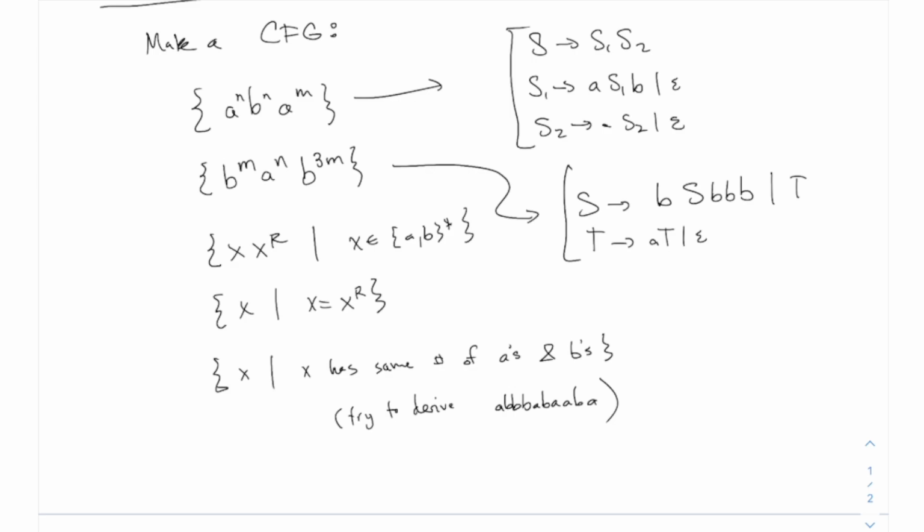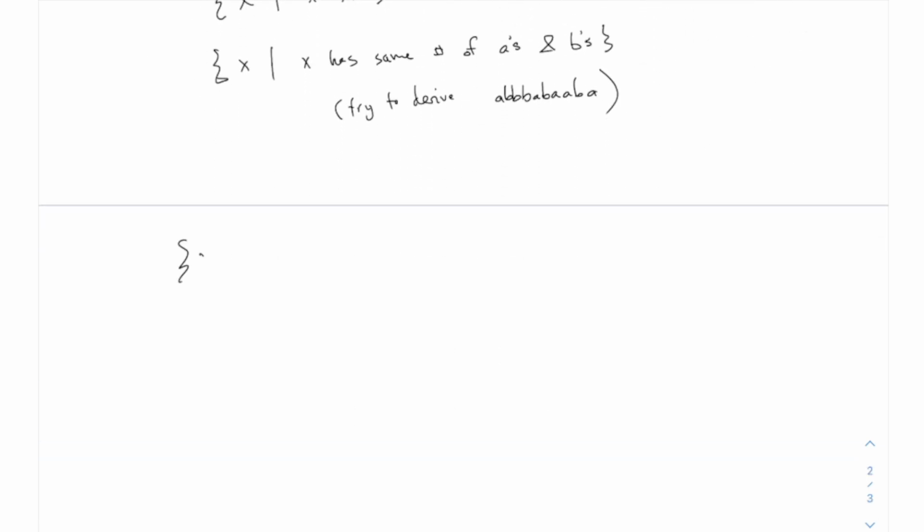How about XXR? This one's a little tricky. The solution is kind of deceptively simple once you write it down. Anybody want to tell me what they said? Yeah. S goes to ASA, BSB, or epsilon. Yeah, great.